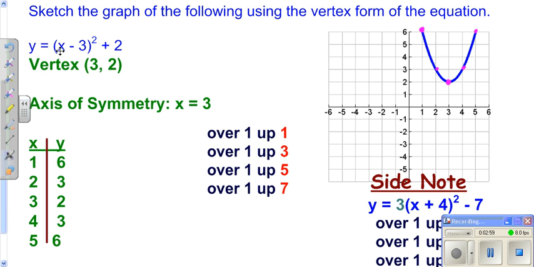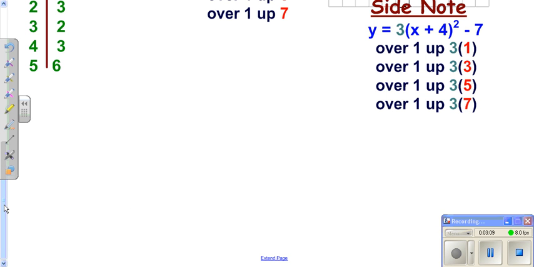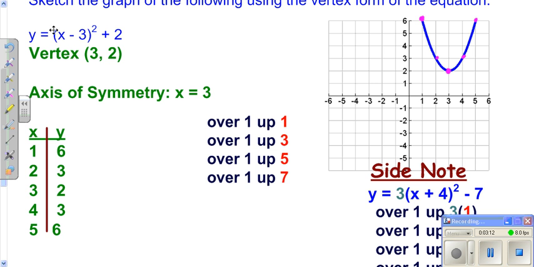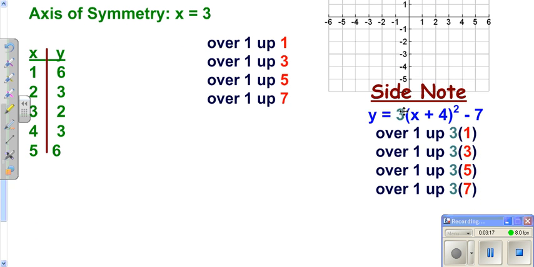By the way, if we would have had a negative in front of your squared term here, instead of going up, we would have been going down. Now, on a side note, if we would have had, say, a 3 in front instead of a 1 like we did here, then from your vertex, instead of going over 1, up 1, you'd have to go over 1, up the same number that's in front of your squared term times that 1. And so for the pattern of 1, 3, 5, 7, if there's a number in front, you just multiply that pattern by the number in front of your squared term for finding your points.